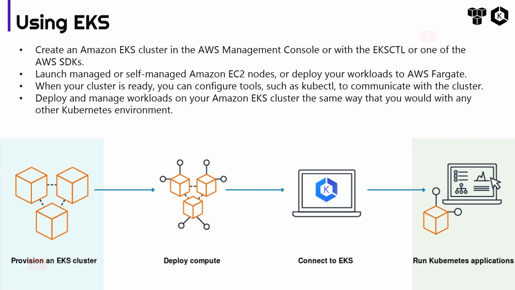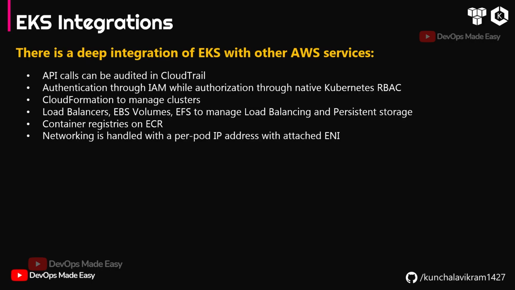Worker nodes can be managed EC2 instances, which we call node groups, or they can be AWS Fargate. We need to decide which one to choose. And once your control plane and worker nodes are ready, you can configure tools such as kubectl to talk to the cluster. And since we now have access to the cluster, we can run any application.